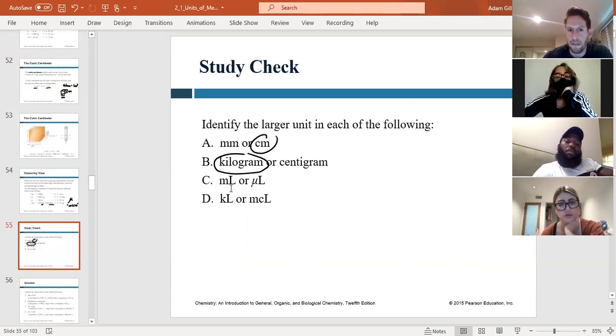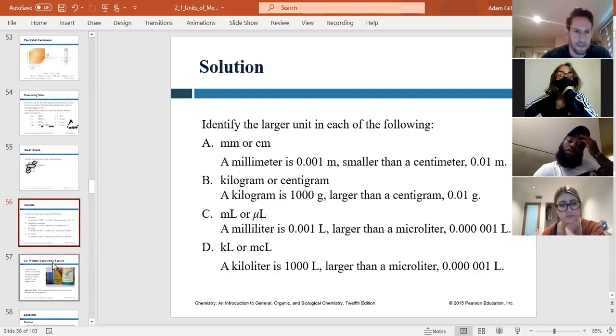A milliliter or a microliter? Milliliter. Milliliter is bigger. A kiloliter or a microliter? Kiloliter. Okay, looks like you guys got the concept. All right, there's the answers.